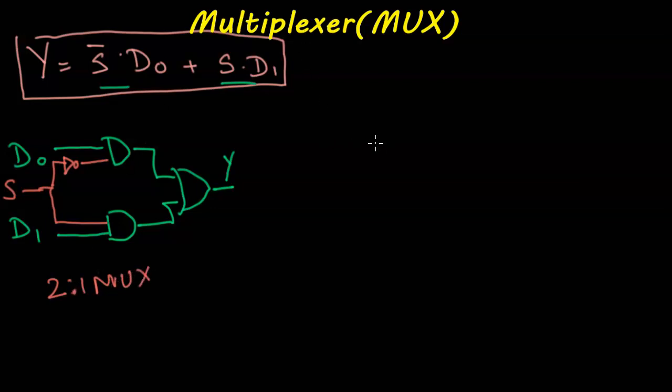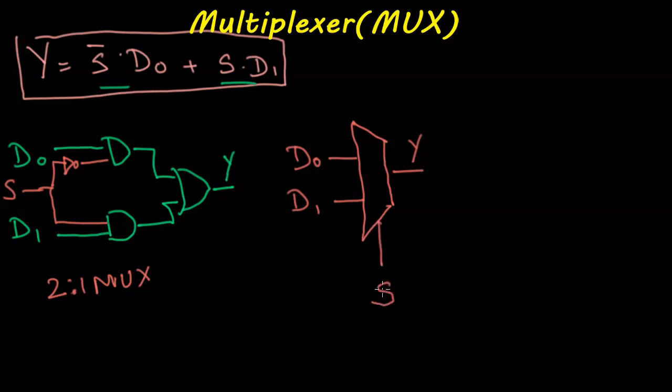How do we draw a MUX? Whenever we have a picture of a MUX, it is represented as a vertical trapezium. So this is how a MUX is represented. We have two inputs, D0 and D1. Here is my output Y and this is my select line. So with this diagram, we can see two inputs D0, D1, a 2:1 MUX.